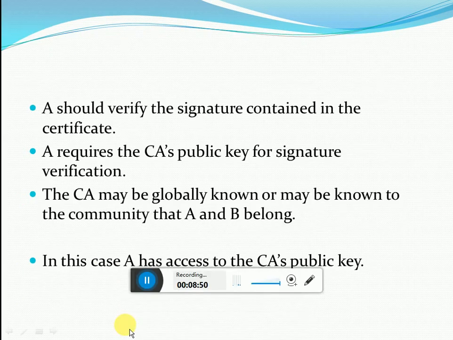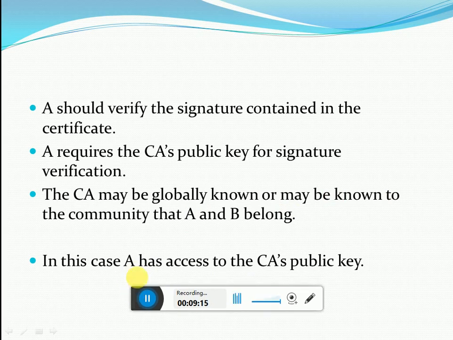The party who receives the certificate also should verify the signatures of CAs and RAs. For that, the party requires the CA's public key for signature verification. The CA may be globally known or may not be known to the community that A and B belong to. In this case, a party has to access the CA's public key.